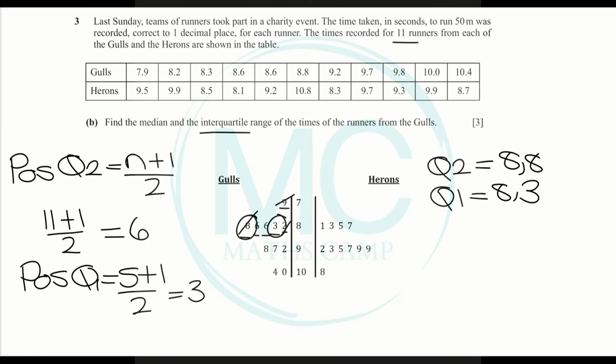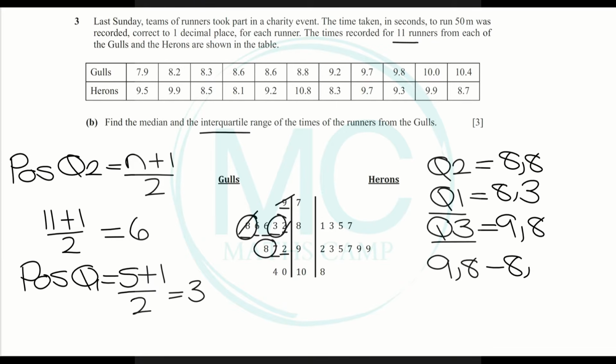To find Q3, we now count 3 places on the other side of the median: 1, 2, 3. So Q3 is equal to 9.8. To find the interquartile range, we simply subtract Q1 from Q3. So we can say 9.8 minus 8.3 is equal to 1.5. This is my interquartile range.